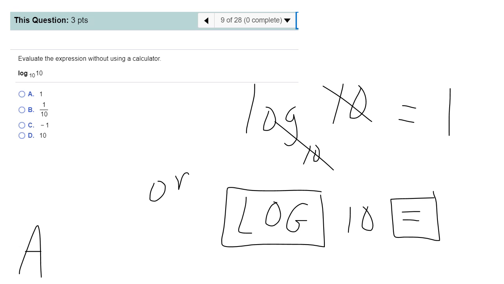Now in this question, you could tackle it a couple of different ways because the log key on your calculator does calculate a base 10 log. However, if you recall the inverse properties that we talked about, a base of 10 would cancel that whole number 10, leaving just 1. The answer is A, 1.